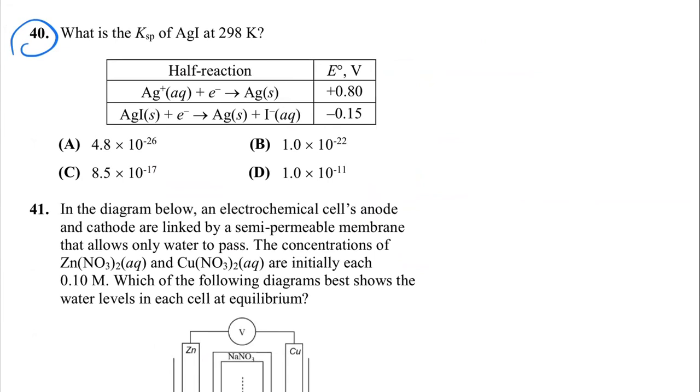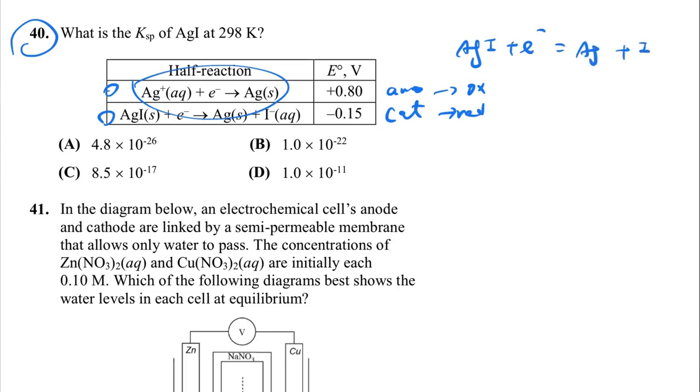So there are two methods. I definitely recommend the first method. We can use these two half reactions to make an overall reaction. But the interesting story is we use this one as the cathode, and this one as the anode. Anode is oxidation, cathode is reduction, no problem, right? That means the first reaction actually is flipped. So AgI plus electron changes into Ag plus I minus.